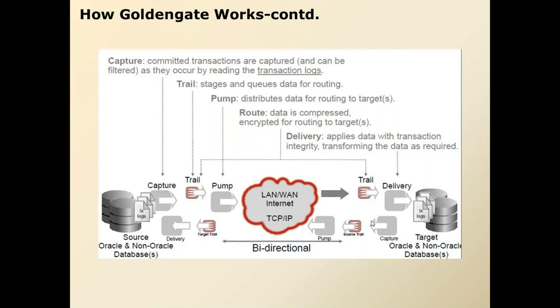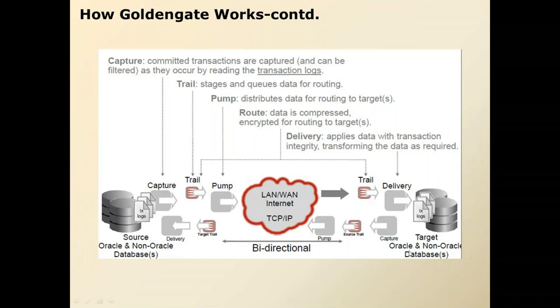So bidirectional, I always say, is nothing but two-way unidirectional with some considerations. Just like you have set up GoldenGate replication from site one to site two, now in bidirectional, both the sites will be source and target. So when the application is connected to site two, site two will become the source and site one will become the target.